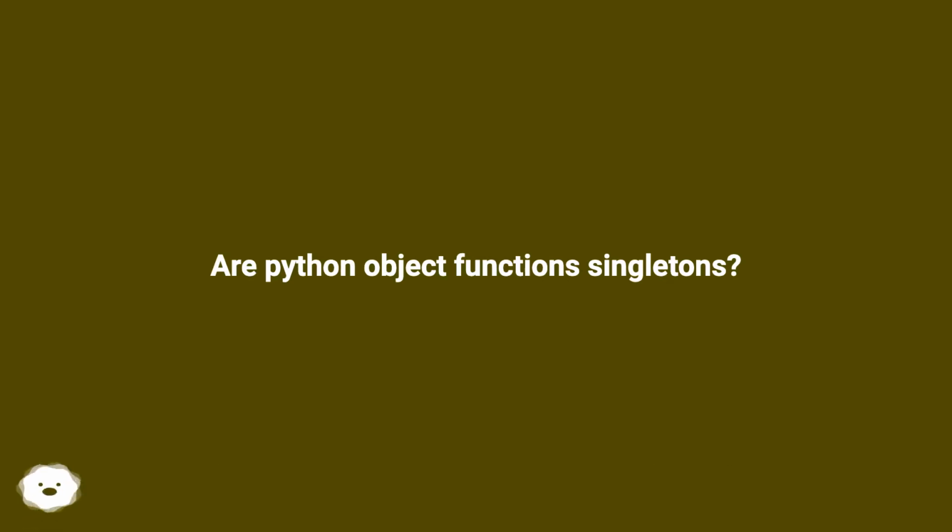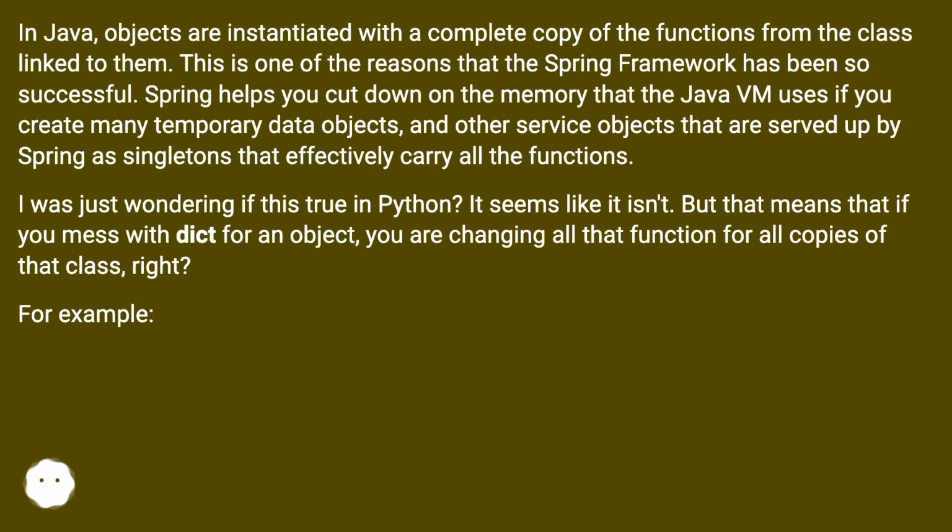Are Python object functions singletons? In Java, objects are instantiated with a complete copy of the functions from the class linked to them. This is one of the reasons that the Spring framework has been so successful. Spring helps you cut down on the memory that the Java VM uses if you create many temporary data objects and other service objects that are served up by Spring as singletons that effectively carry all the functions.